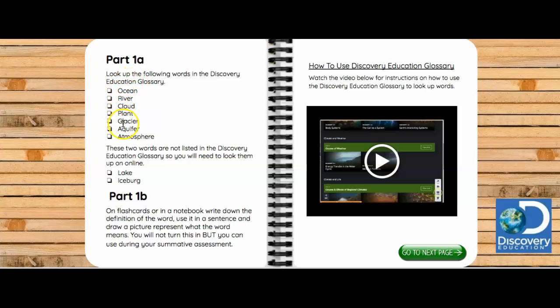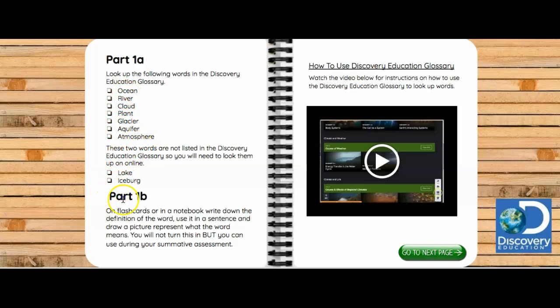Because remember, you're going to be a drop of water visiting all of these places. There are two words that are not listed in the Discovery Education Glossary, but you need to know them for your summative. So you're gonna have to look those up online, see what you could find about a lake and an iceberg. So look up those definitions.